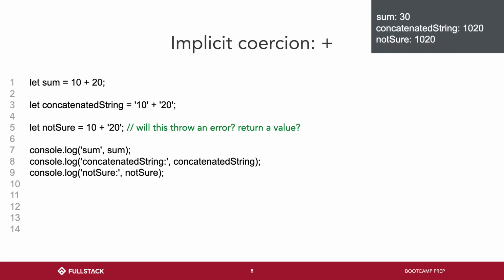So, we have let sum equal 10 plus 20, which is 30. So the concatenated string will be the string 10 plus the string 20. I'm not sure. The number 10 plus the string 20, what's that going to be? It's over there. So sum is going to be equal to 30. Concatenated string, you can't really see it because it's going off the screen, but it's 1020, right? Which is the string 1020, right? Not sure is also 1020.